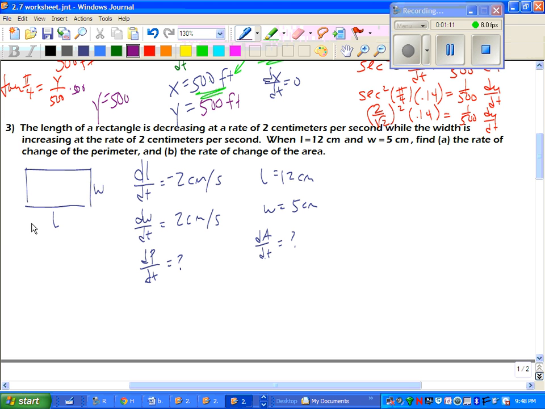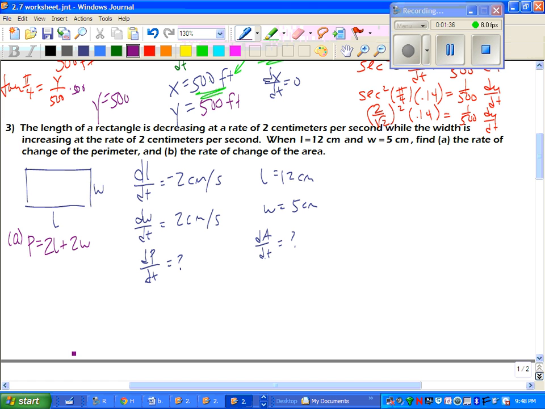For part A, we want to find dP/dt, the change in perimeter with respect to time. Perimeter is just when we add up all the sides. So we're going to have 2 lengths and 2 widths. So it's going to be 2L plus 2W.